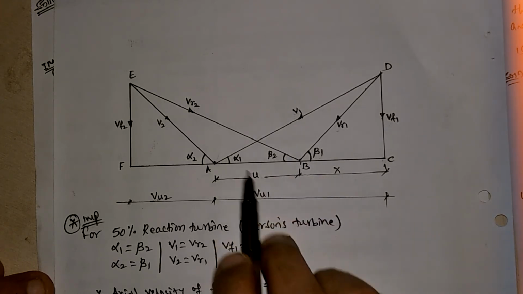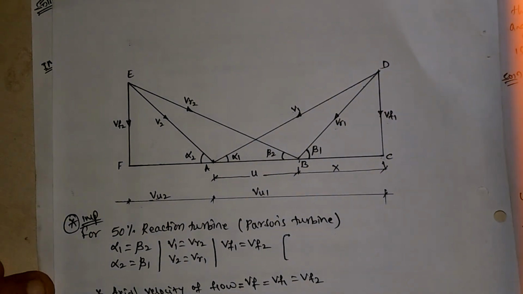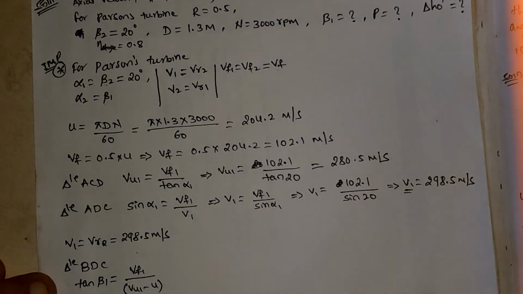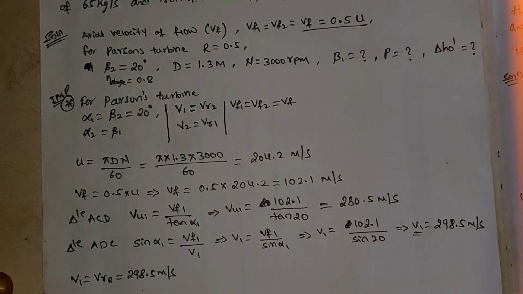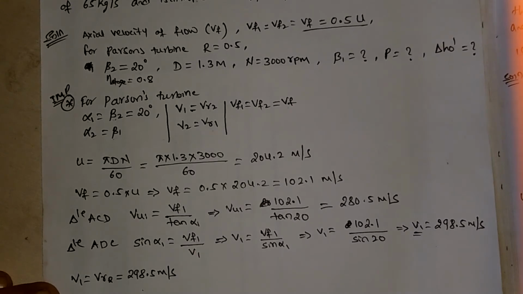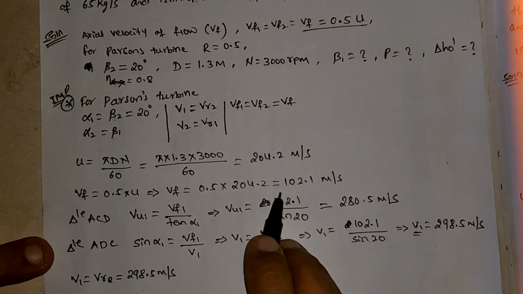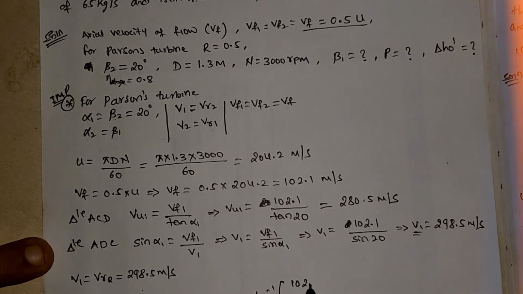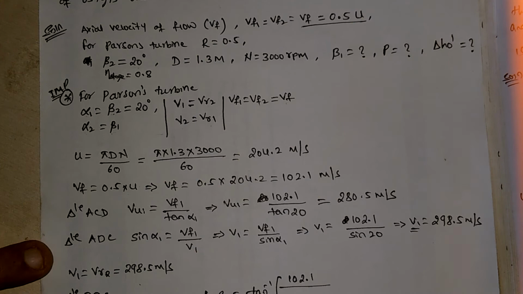So Vu1 is V1 cos of alpha 1, right? Hope you can understand this part. So this implies beta 1 is equal to tan inverse of, in brackets, Vf1, that is 102.1, divided by Vu1. What is Vu1? Vu1 is V1 cos of alpha 1 minus u.